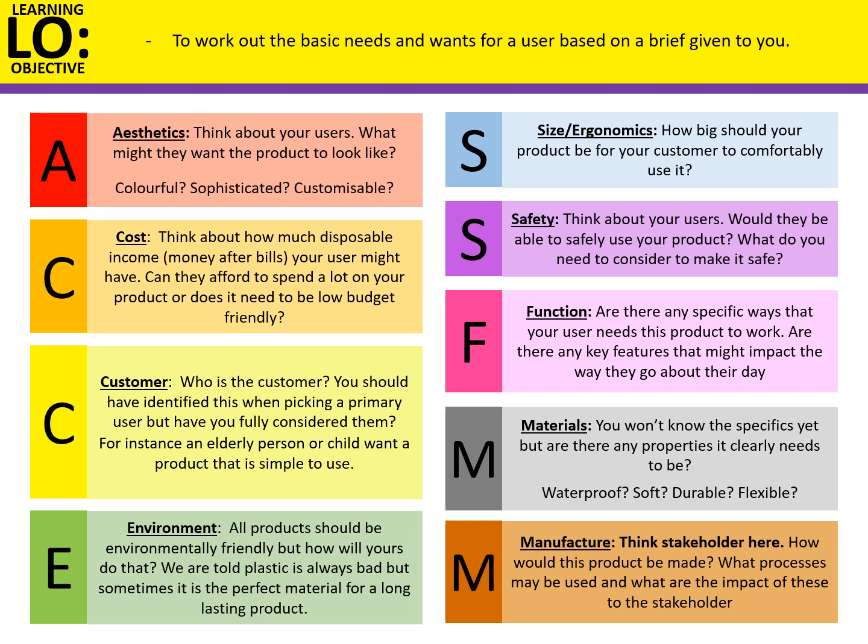And finally, manufacture, the final M. So this one is more related to stakeholders, but I'm just going to go over it now so that you can kind of come back to this when you put your stakeholders in. So manufacturing, how would this product be made? What processes may be used and what are the impact of these to the stakeholder? Now, obviously, stakeholders are going to think about things like cost, how easy it is to make, how easy it is to transport, and that's something that you should be considering.